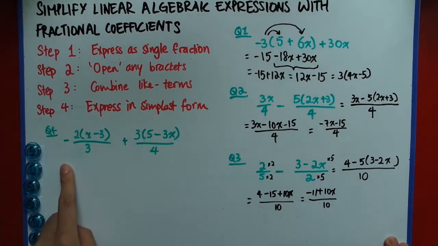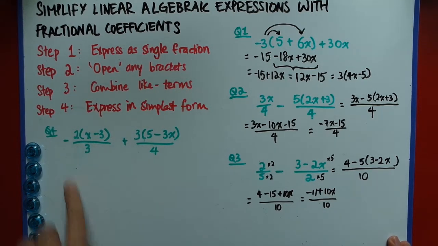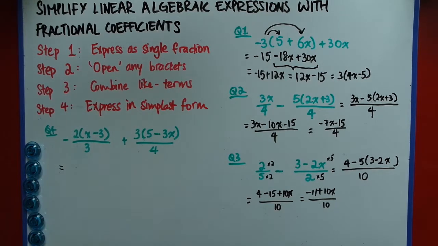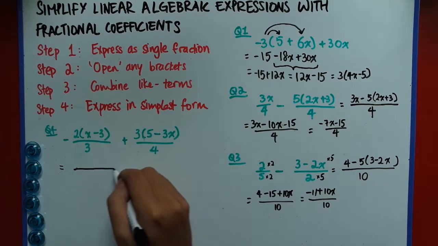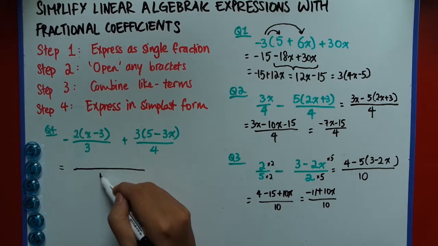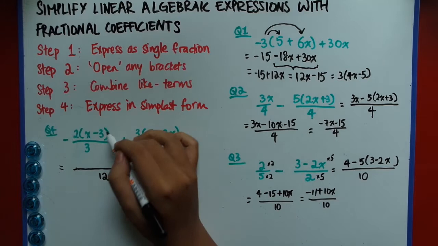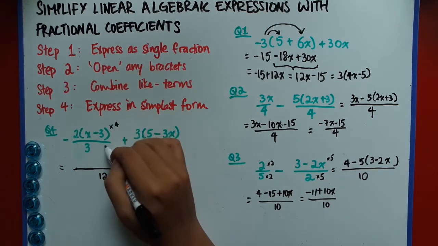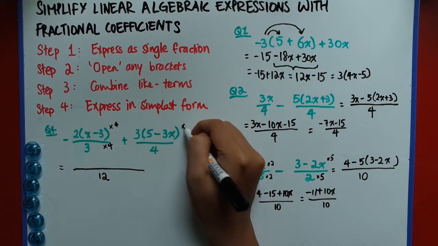Now, we'll do the last question, question 4. Here I have interesting things happening. Both sides I have brackets involved. So we'll take it easy. First we try to express this as a single fraction. Again, the lowest common multiple of 3 and 4 is 12. So this side I would have to times 4, and this side I have to times 3.